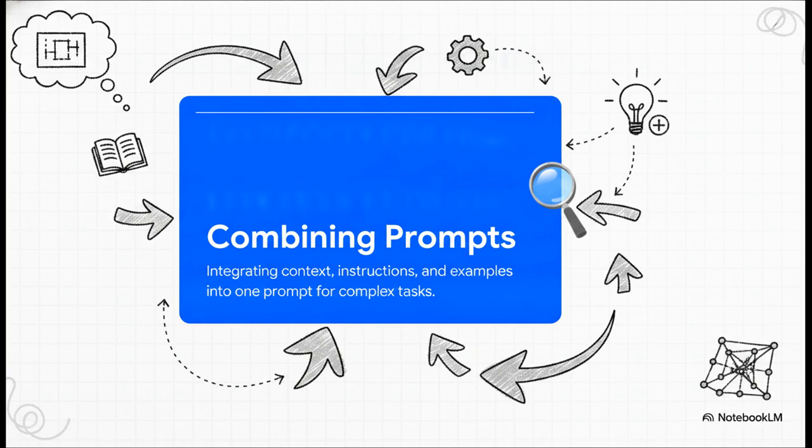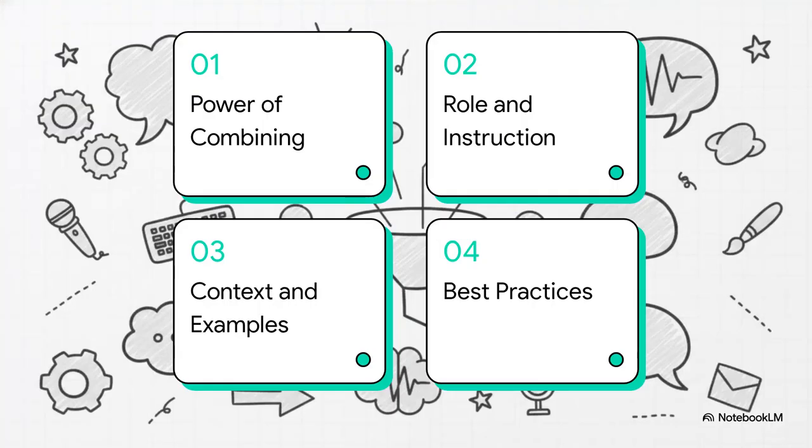Combining prompting techniques is really all about integration. We're taking context, instructions, and examples and weaving them into one single cohesive prompt to tackle highly complex tasks. It completely removes the ambiguity. You're giving the model the boundaries, the tone, the background info, and the exact steps all at the exact same time. That way, it doesn't act like some confused intern trying to guess what you actually want. So here's our roadmap for today's explainer. First, we'll cover the power of combining. Then we'll look at combining role and instruction, followed by context, instructions, and examples. And finally, we'll wrap up with some prompting best practices.